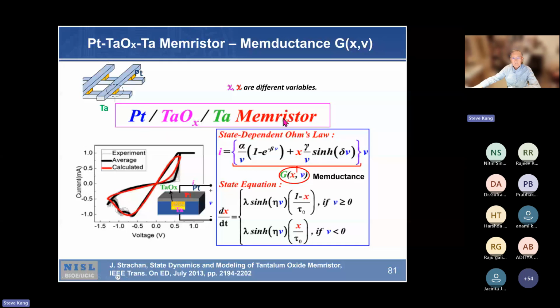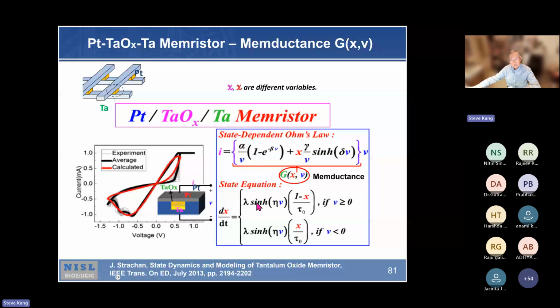So in this memristor, that is the equation. It's a very complex equation. I is equal to this nonlinear function multiplied by the voltage. So this is a sort of conductance, memristive conductance, a memductance, where you have alpha over V, a function of voltage also, multiplied with 1 minus exponential minus beta V, plus X gamma over V, hyperbolic sine, and then delta V. So this G(X,V) is a memductance, memristor conductance.